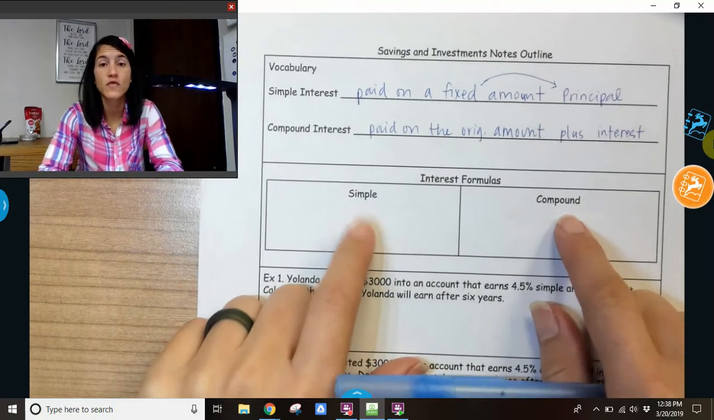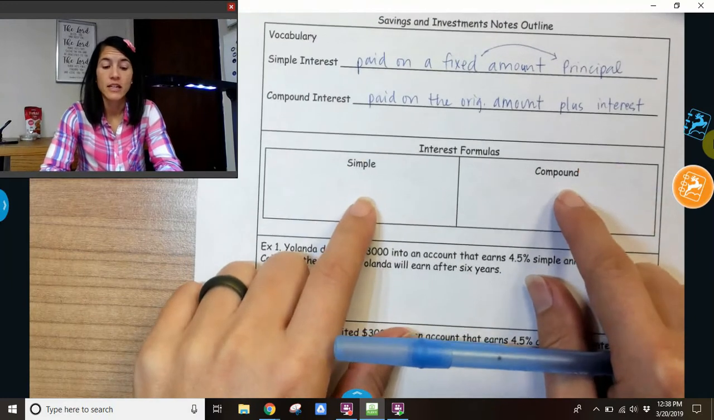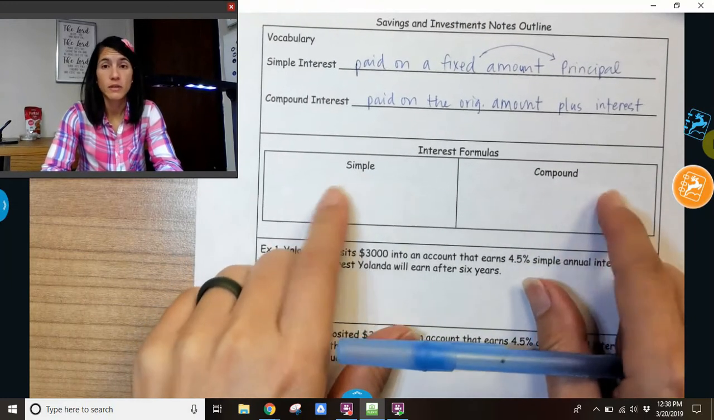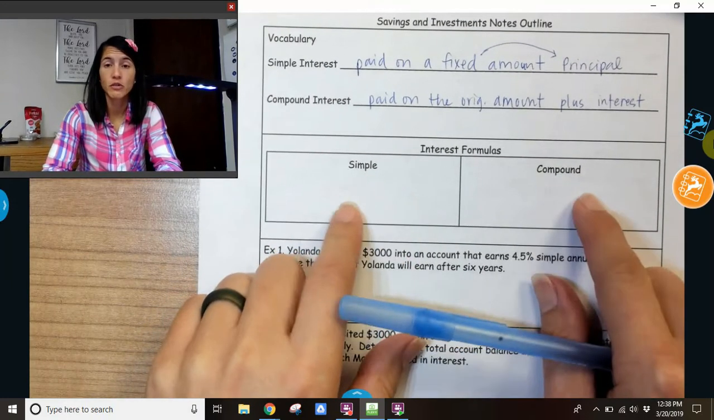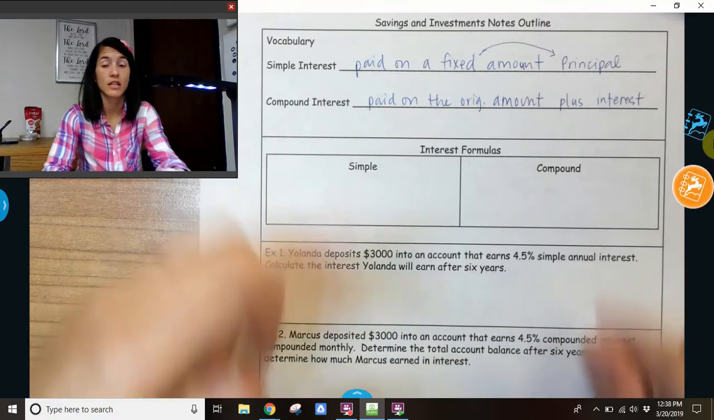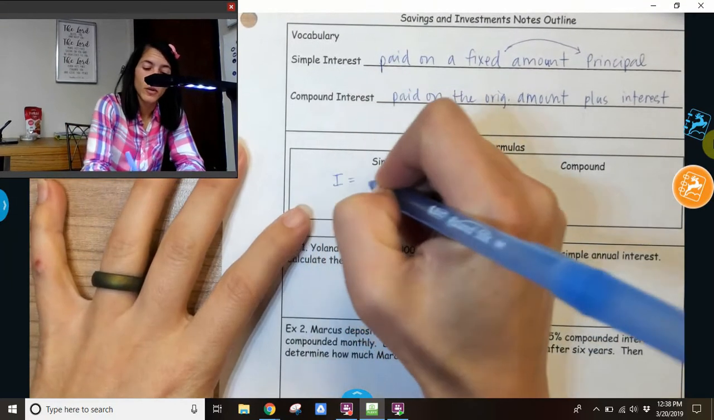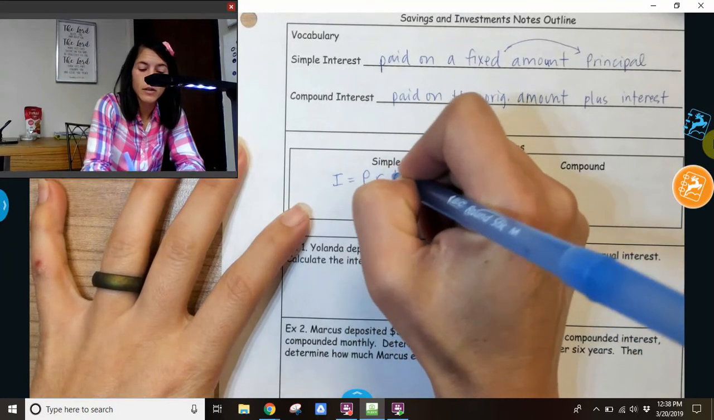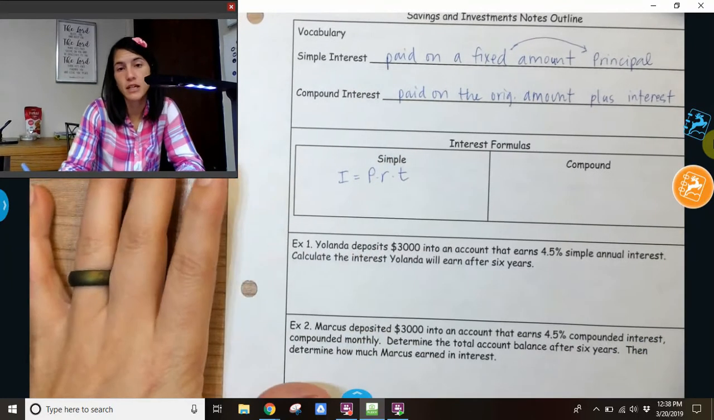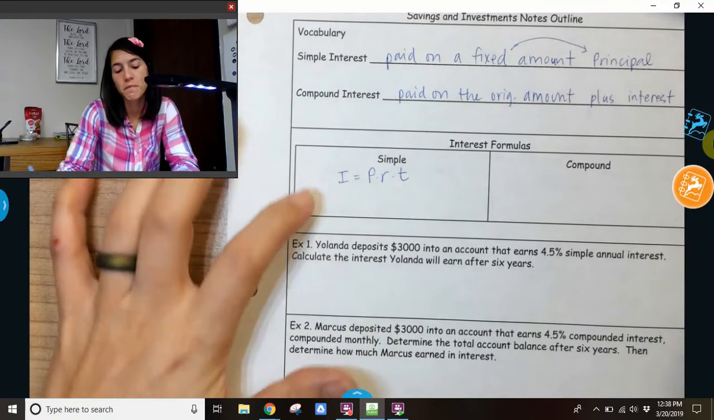All right, so I'm going to give you both of these formulas, and I highly recommend you take good notes on these formulas so you understand all the parts, and then you're going to use these when we do our problems. So for simple interest, here's the formula. I equals PRT, and that's P times R times T. I'm going to tell you what they are.